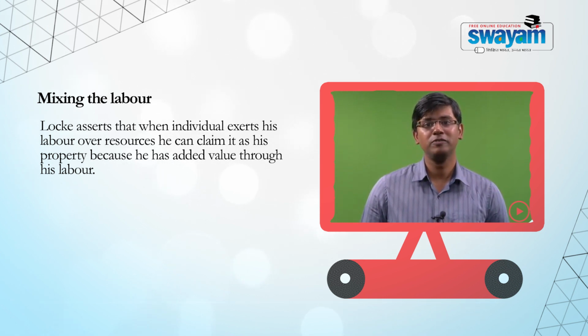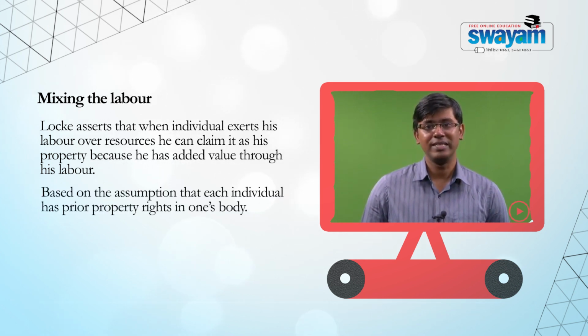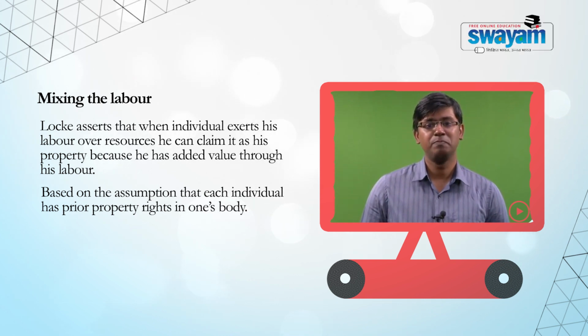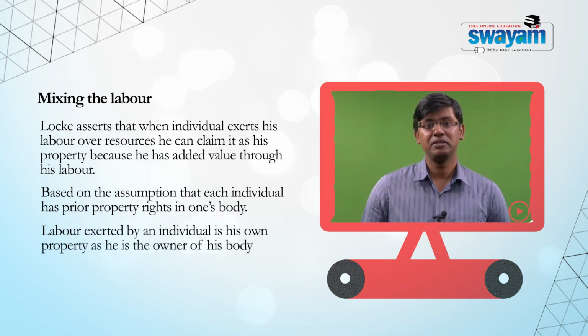So Locke's version of this labor justification is based on the assumption that each individual has prior property rights in one's body, right? He says that every individual has a property right in one's own body. So according to Locke, labor exerted by an individual is his own property as he is the owner of his body.